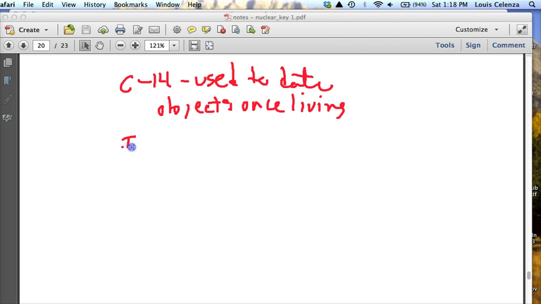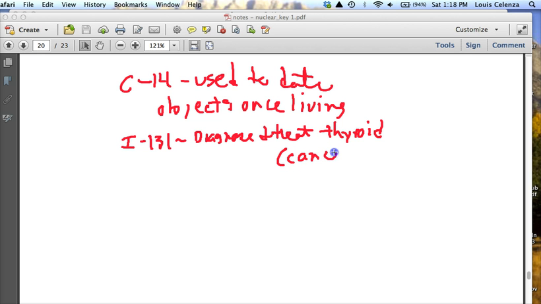The second most common thing they ask about is iodine-131. Iodine-131 is used to diagnose, I hope that's correct, and treat thyroid disease, especially if you have cancer in your thyroid. So it can do 2 things. It can diagnose if there's something wrong with your thyroid, if it's not functioning properly, but it can also be used to treat your thyroid if it is cancerous.